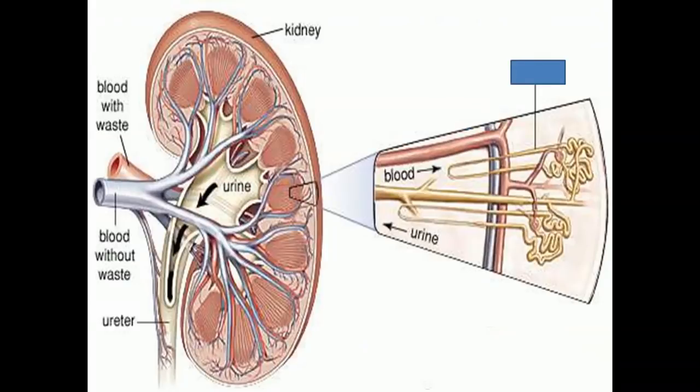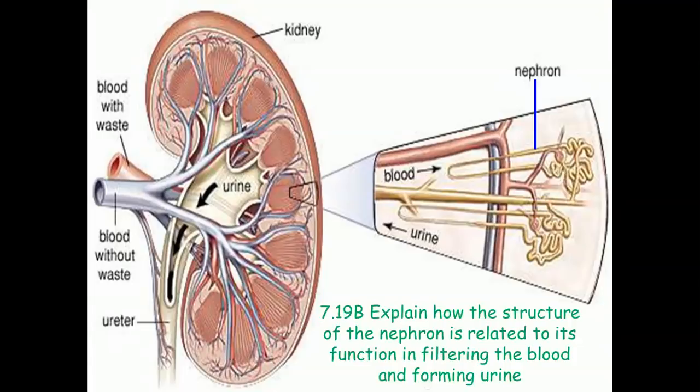So here's the kidney structure, and this kidney structure has got thousands and thousands of nephrons, which is a structure where blood is filtered. So here's the spec where it says 7.19b, explain how the structure of the nephron is related to its function in filtering the blood and forming urine. So you're going to know about how this nephron helps both filtration and urine formation.